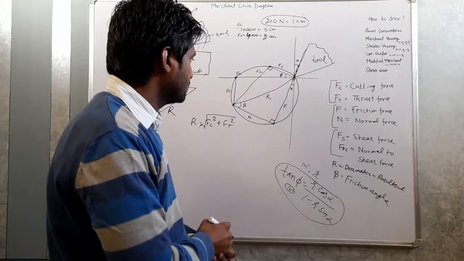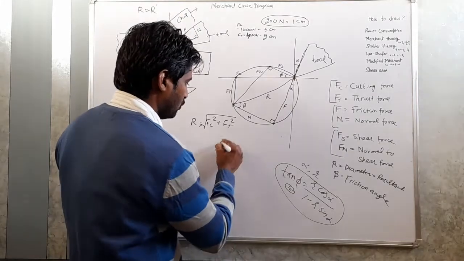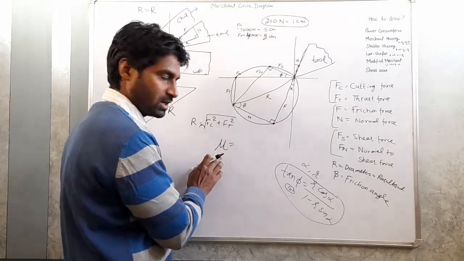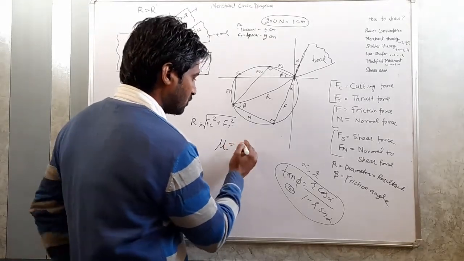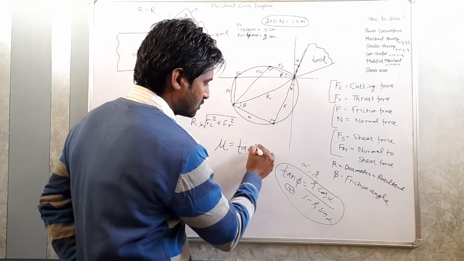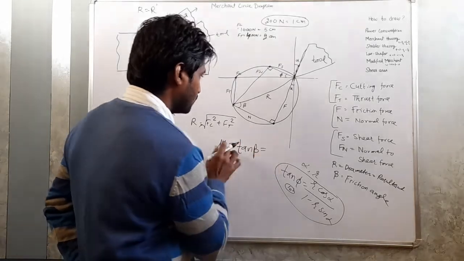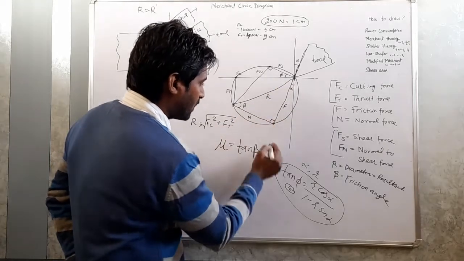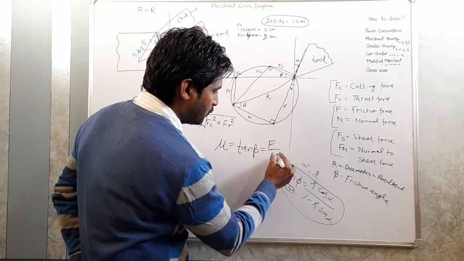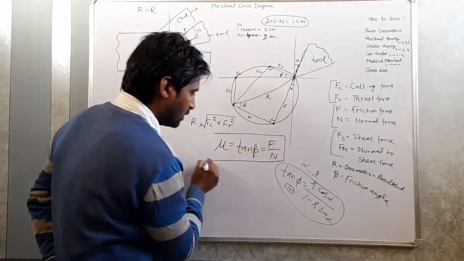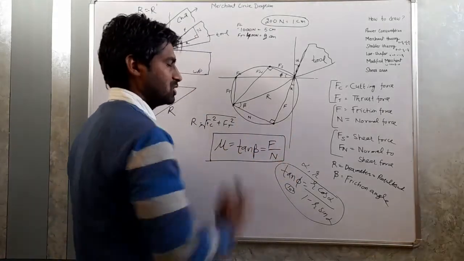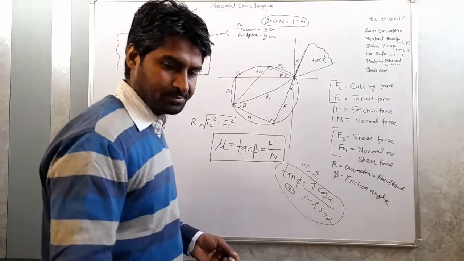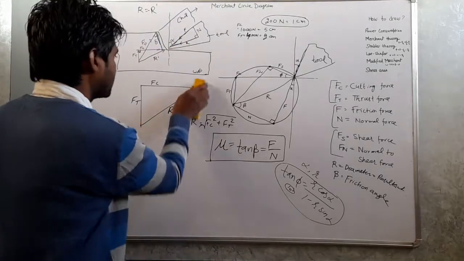And how to calculate the friction angle? Mu is the coefficient of friction, and this is equal to tan beta. Beta is the friction angle, and from this triangle, tan beta is equal to F by N. So we can calculate the virtual coefficient of friction using this Merchant circle diagram. Now we can calculate the power consumption.